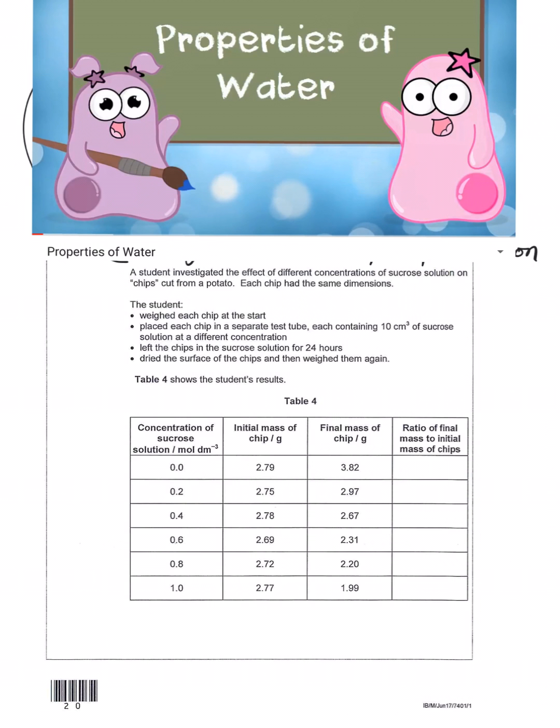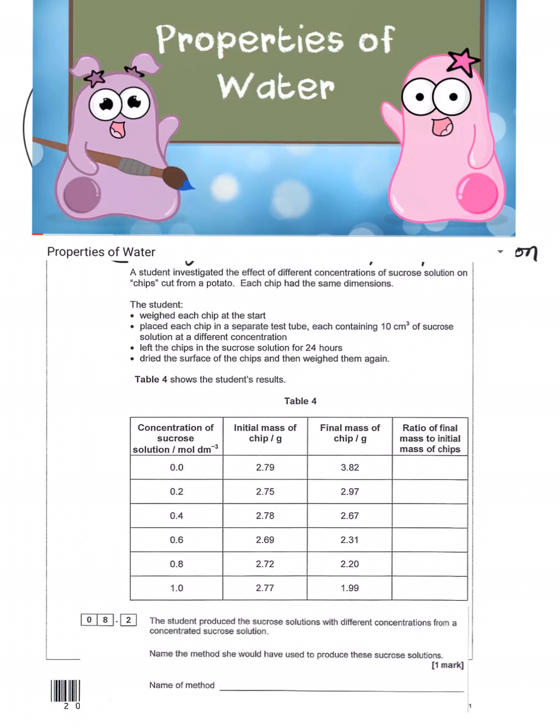The student weighed each chip at the start, then placed each chip in a separate test tube, each containing 10 centimetres cubed of sucrose solution at a different concentration. So we can see from the table here that they used a concentration of sucrose of 0 moles all the way through to 1 mole. They left the chips in the sucrose solution for 24 hours and then dried the surface of the chips and re-weighed them. And this table here shows their results.